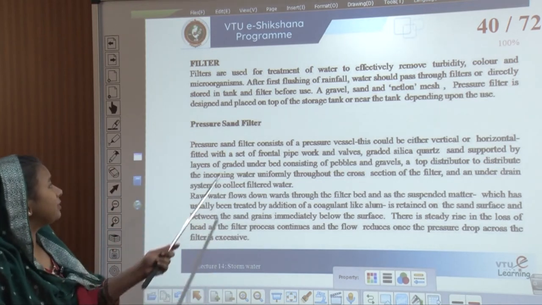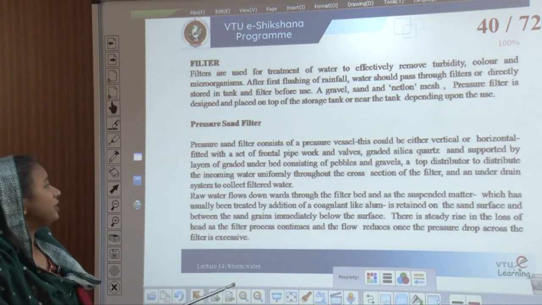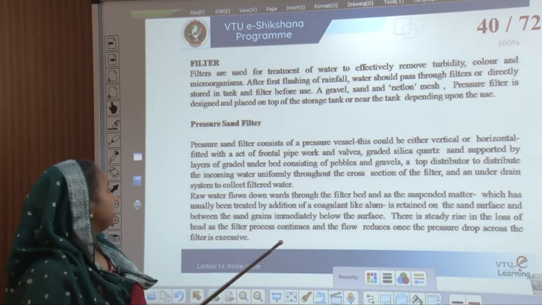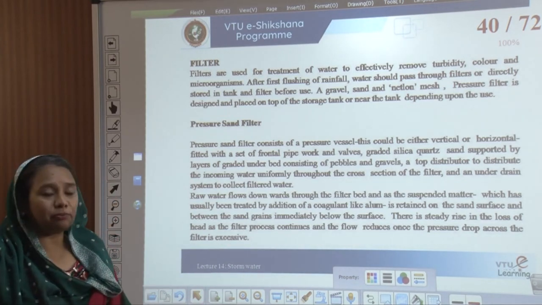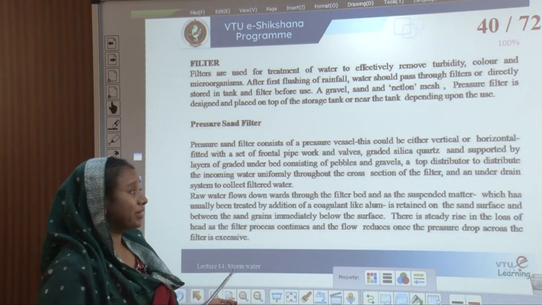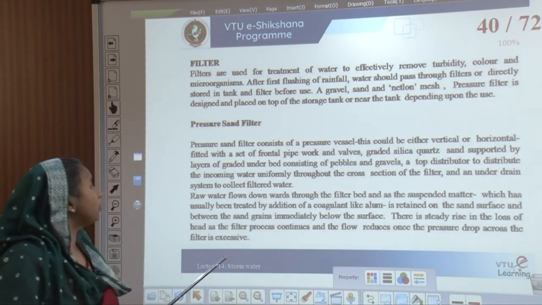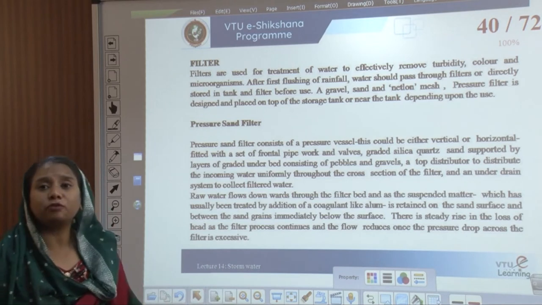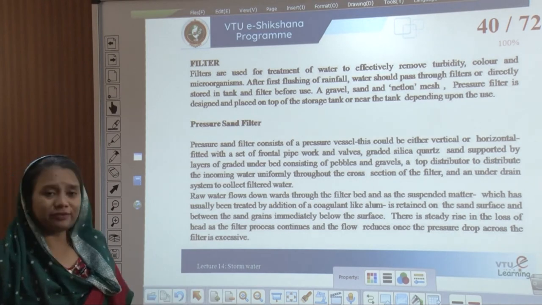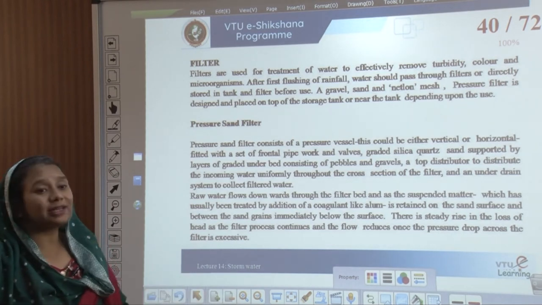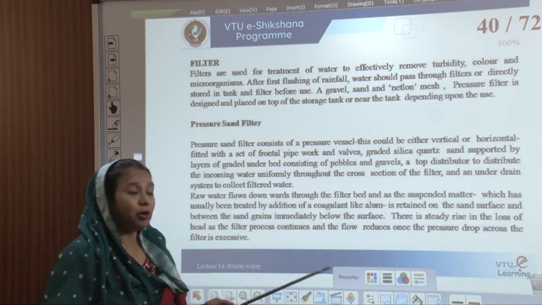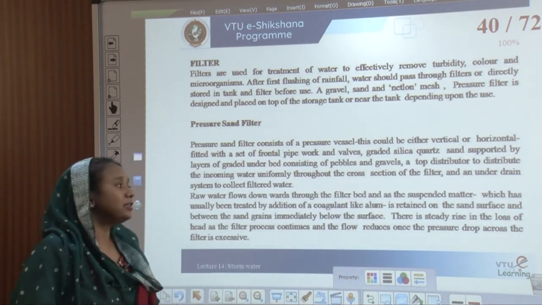What is a pressure sand filter? A pressure sand filter basically consists of a pressure vessel. This could be either vertical or horizontal, fitted with a set of frontal pipe works. These pipe works would also have valves. It would have graded silica, which is sand, supported by layers of grates and an under bed consisting of pebbles and gravels. When this is done, all the incoming water cuts through the section of the filter, and under the drain it collects only the filtered water, and this is done through a lot of pressure. This pressure is built up by the pebbles and gravels which are present in the filter.